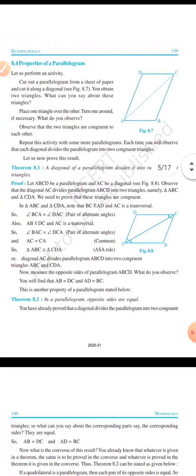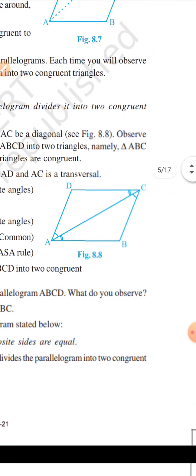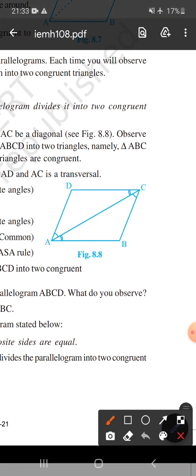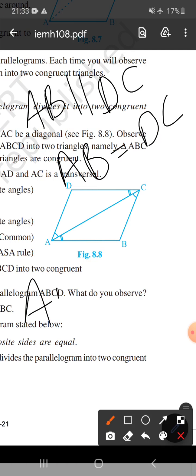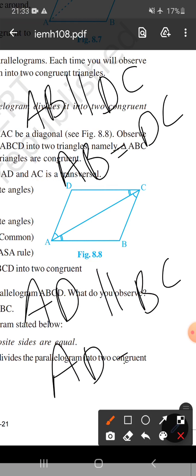right? So you can see in parallelogram ABCD, right? If this is a parallelogram, then side AB will be parallel to DC and AD will be parallel to BC, or say AB will be parallel to DC, also AB will be equal to DC, and AD is parallel to BC and AD will be equal to BC.